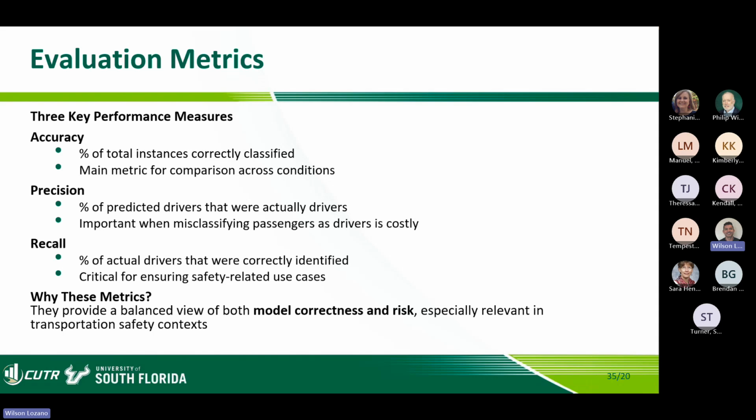Which evaluation metrics did we use after each experiment? We used accuracy, which is the percentage of total instances correctly classified. Precision is the percentage of predicted drivers that were actually drivers. And recall is the percentage of actual drivers that were correctly classified. So why these metrics? They provide a balanced view of both model correctness and risk, especially relevant in a transportation safety context.